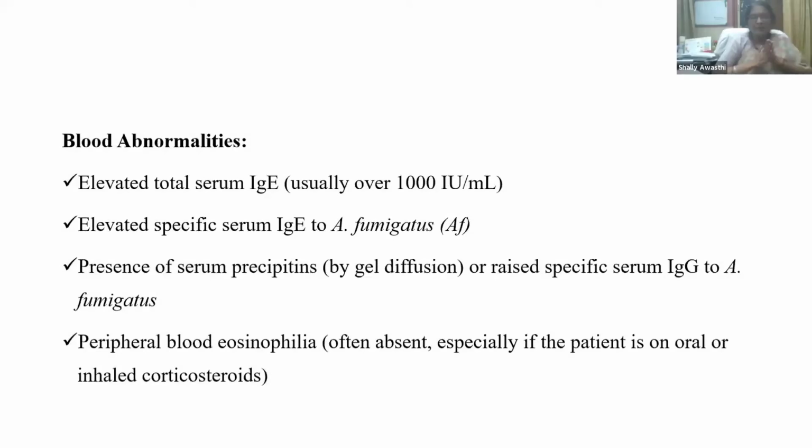So, blood abnormalities: elevated serum IgE over 1000 IU per ml. However, pediatric levels are still being worked up, and each country and each site should have their specific levels. Also elevated specific serum IgE to AF, presence of serum precipitin by gel diffusion or raised specific IgG to AF, and peripheral eosinophilia, which can often be absent, especially if the patient is on oral or inhaled steroids.